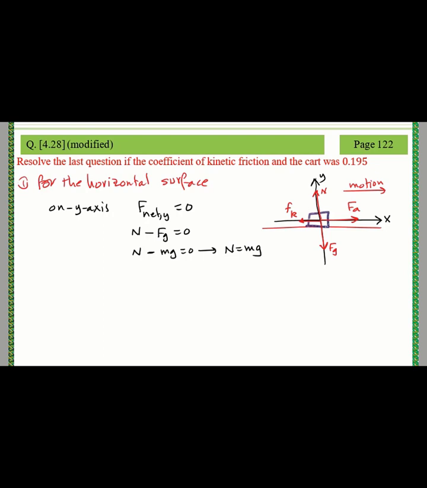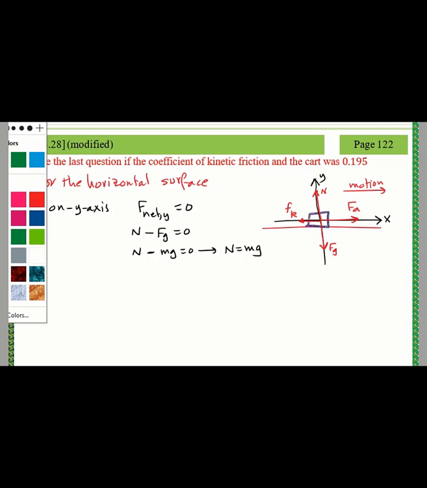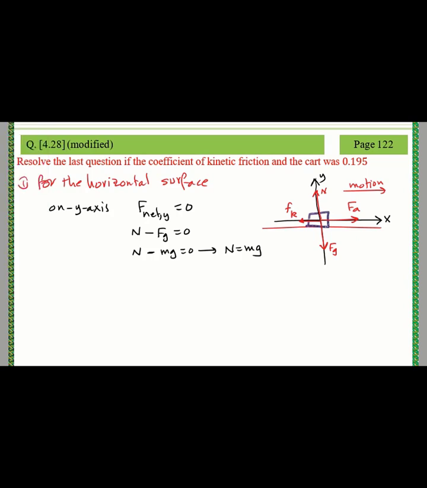Since we have the normal force, we can find the kinetic friction. Fk equals mu k times N. So it is mu k m times g. We don't have the mass, so we stop here for friction.